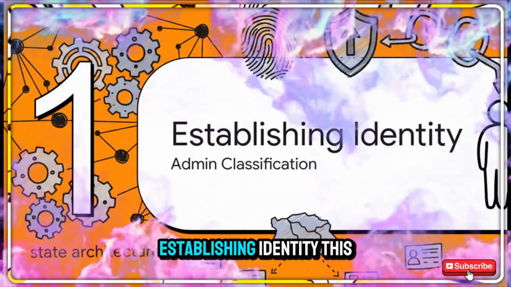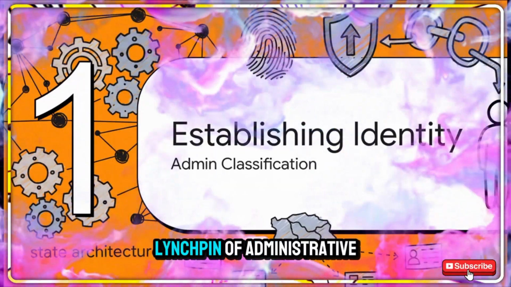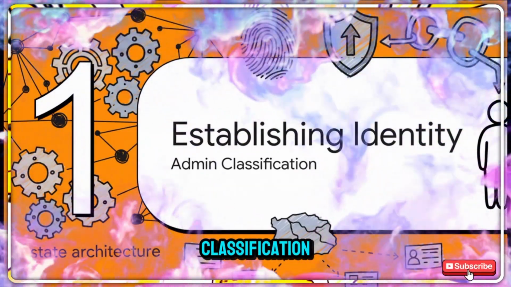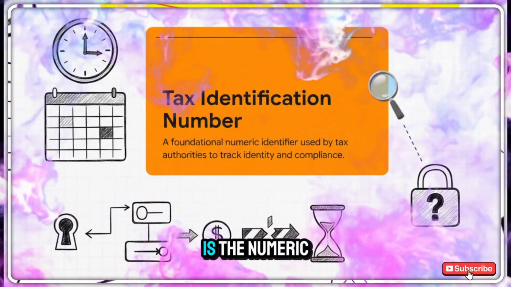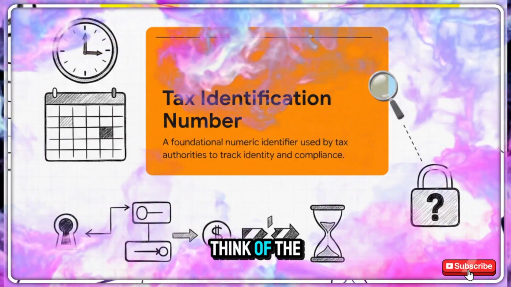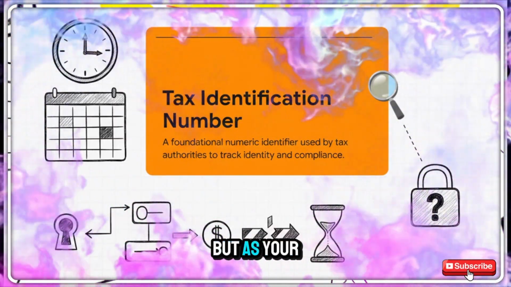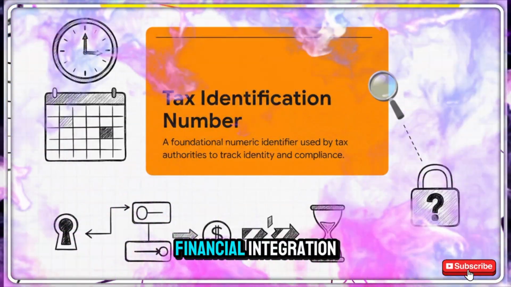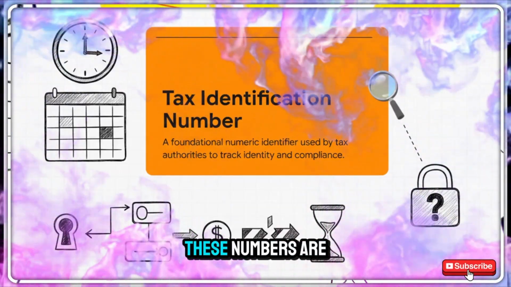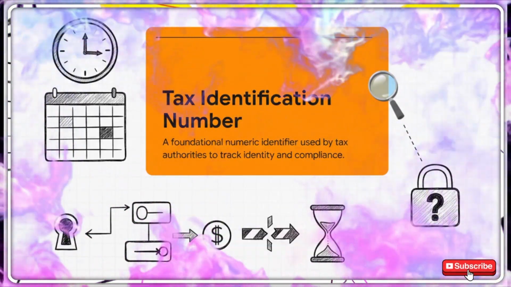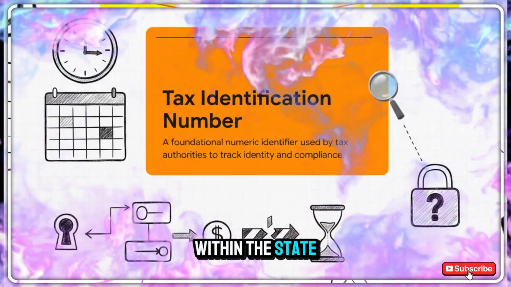Section 1. Establishing identity. This is really the absolute linchpin of administrative classification. At the very foundation of this entire framework is the numeric identifier. Think of the taxpayer identification number not just as a record on a piece of paper, but as your literal key to financial integration. The non-obvious detail here? For foreign nationals, these numbers are highly conditional. They actually require periodic renewal to maintain their validity within the state apparatus.